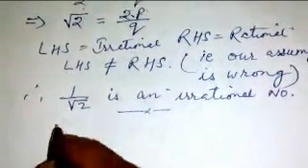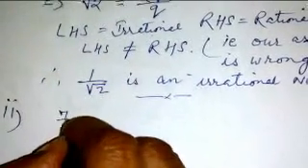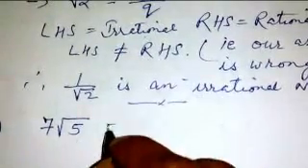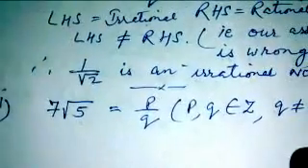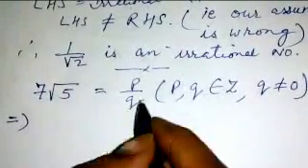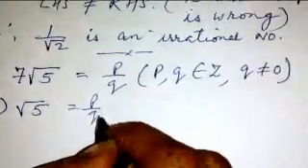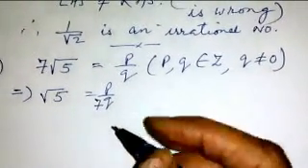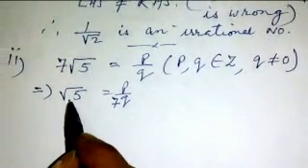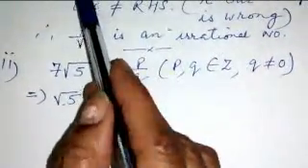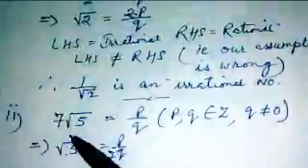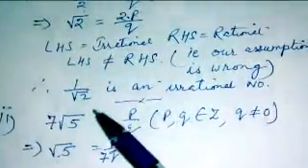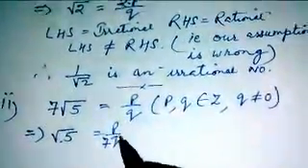In the same way, we can continue with the second part, that is 7 root 5. This we can represent as p by q, where p and q belong to the set of integers, q is not equal to 0. Then transposing the 7, p by q becomes p upon 7q. So once again root 5 is an irrational number. Like in the previous question, root 2 is an irrational number, that is a theorem. So we have applied that here, and we need not show separately that these are irrational numbers. Root 2 and root 5 are irrationals, so that can be applied to prove these properties. Root 5 is equal to p upon 7q.